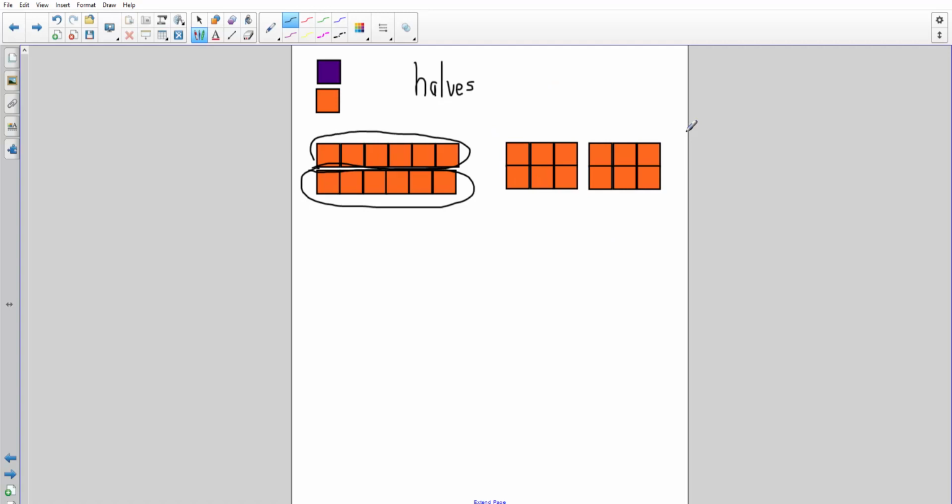I want you to take a look at this one. Is this showing halves? Well, let me see. I'll circle this part and this part. Well, there's 2 parts, but I can't say it's halves until I make sure each part is equal. How many are in this one? That's right, there's 6. How many are in this one? That's right, there's 6. This does show halves.